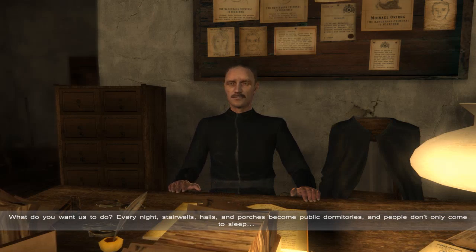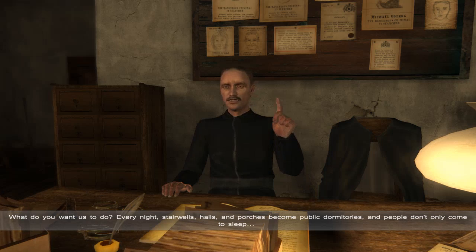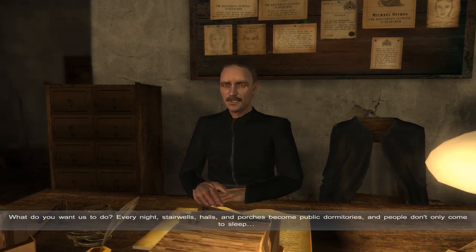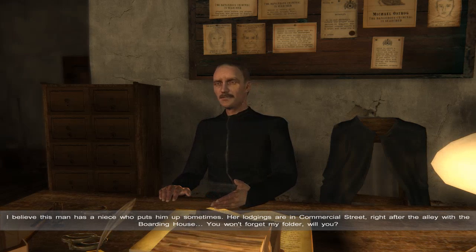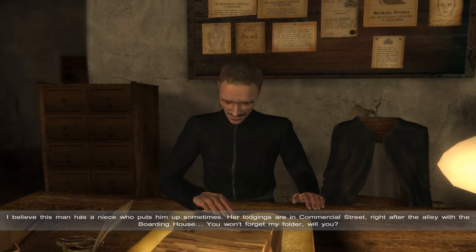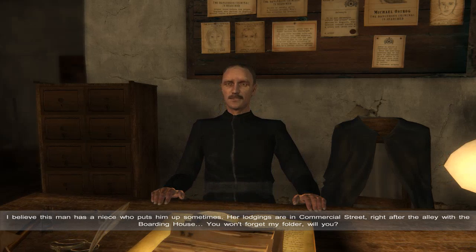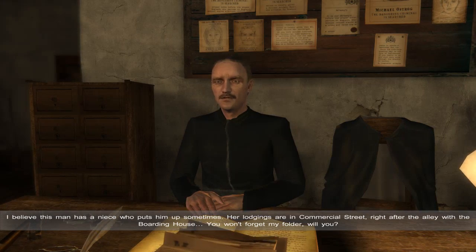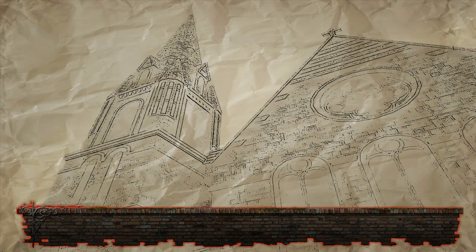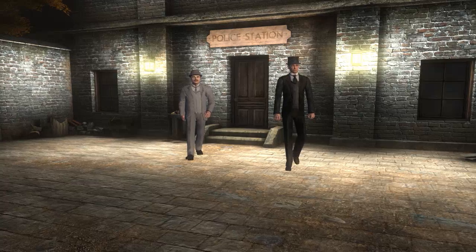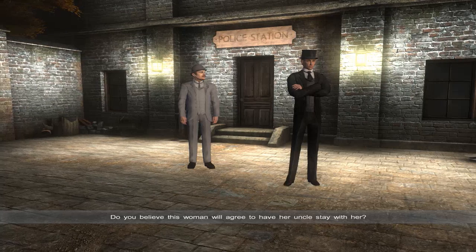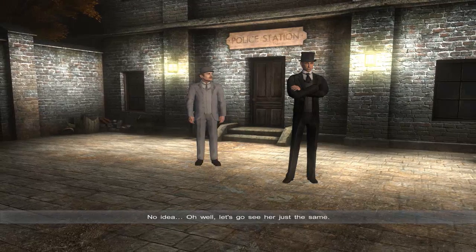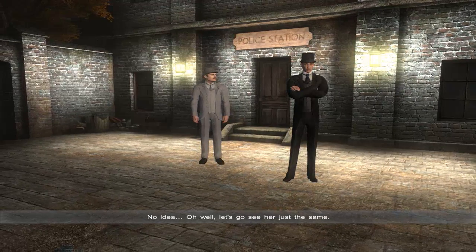What do you want us to do? Every night, stairwells, halls and porches become public dormitories, and people don't only come to sleep. This man has a niece who puts him up sometimes. Her lodgings are in Commercial Street, right after the alley with the boarding house. You won't forget my folder, will you? Do you believe this woman will agree to have her uncle stay with her? No idea. Oh well, let's go see her just the same.